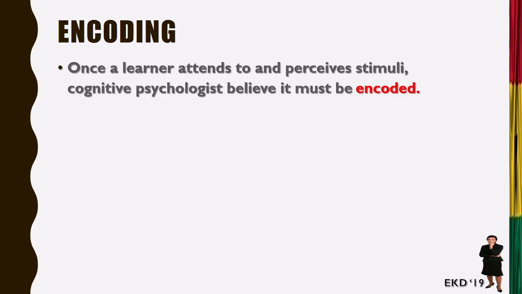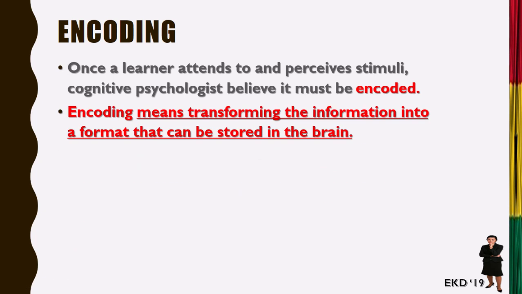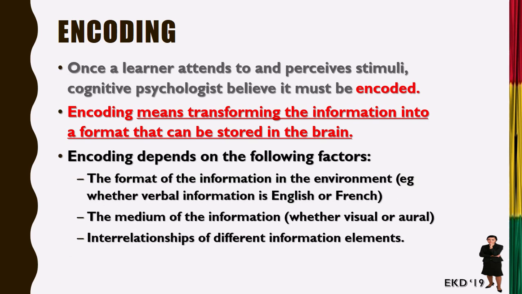Encoding. Now, when students have perceived and given attention to it, they begin to encode. Encoding means to change information to a form the brain can store. So when the person is trying to change what he or she is hearing and seeing into what the brain can store, that is what we call encoding.